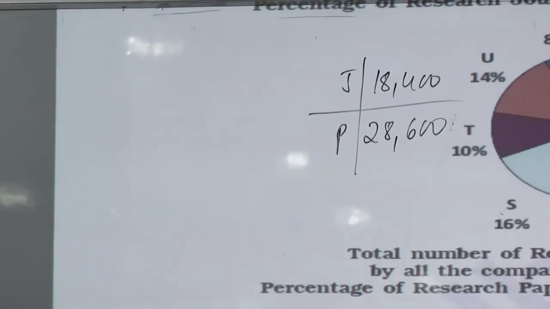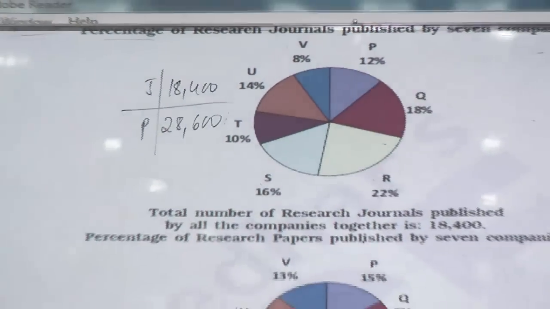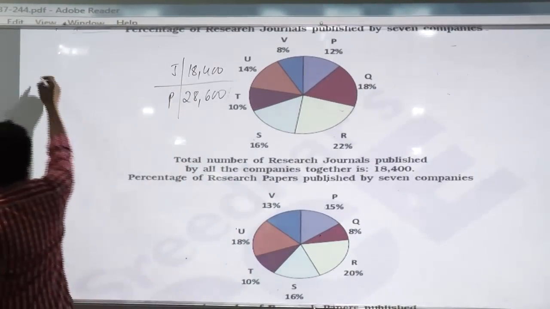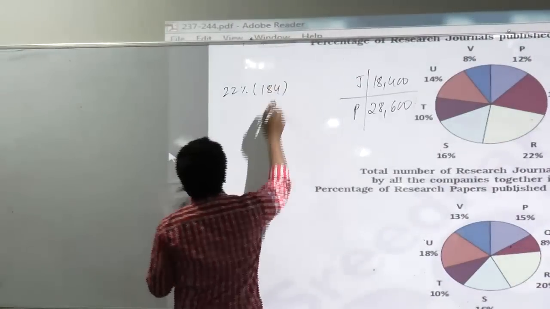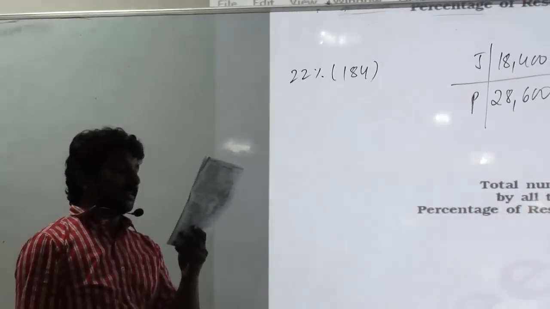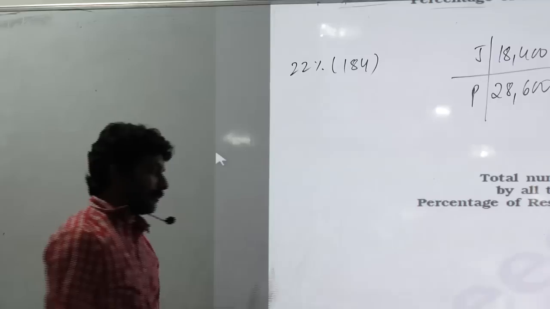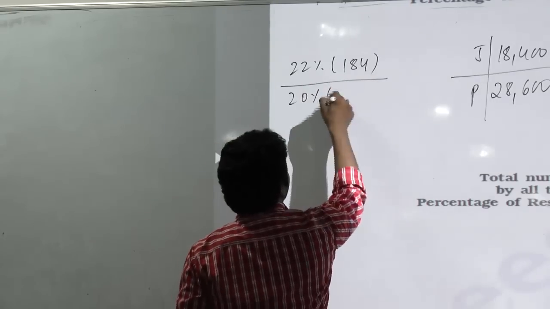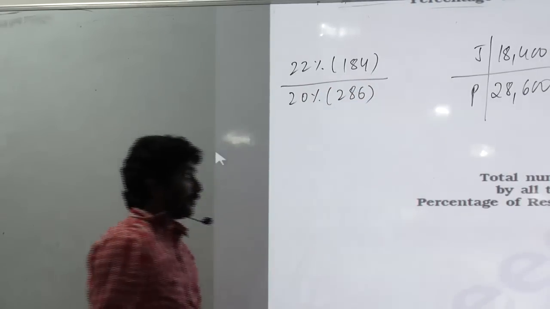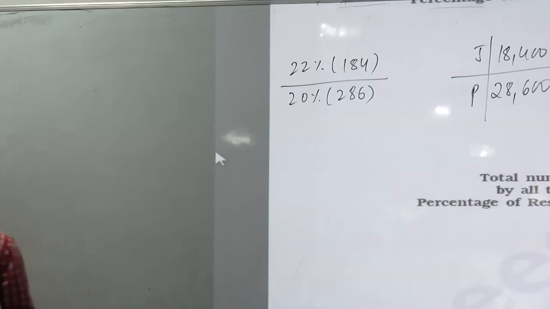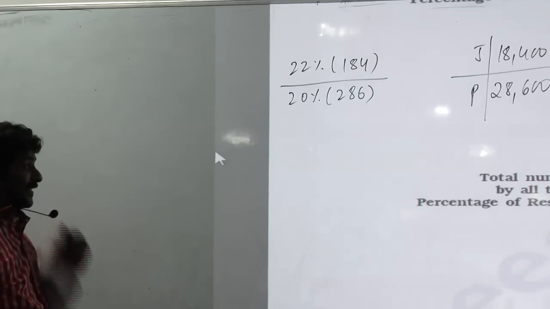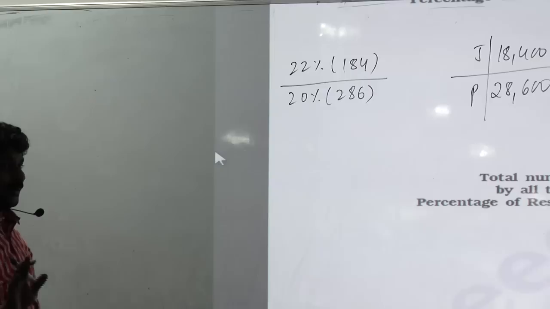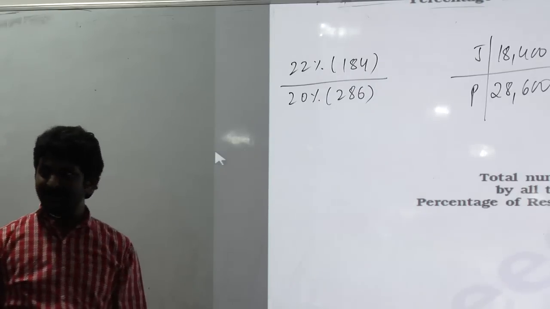Come on. 62. The number of research journals published by R is 22% of 184. Is what percent less than research papers published by the same company? Research papers 20%. 20% of what? 286. Yeah, you have to do it. తప్పదు. పర్సంటేజ్ కదా. Hold. What percent less? This is what your question is, అంతేనా?